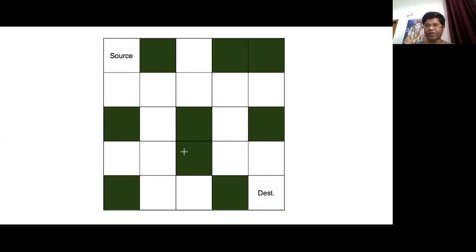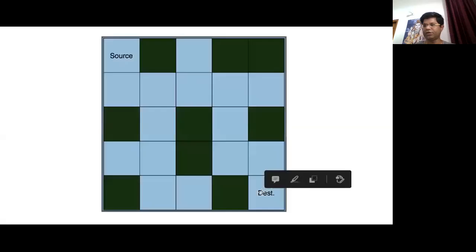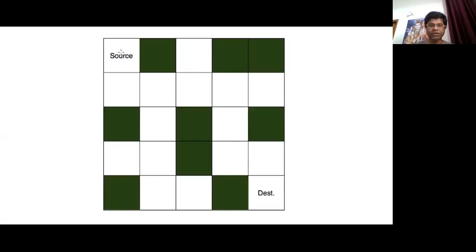It means we have to find a path from source to destination without moving into any of the blocked cells. To start from source and reach the destination, we have to move via the paths that are not blocked. These paths are blocked. This cell is blocked, this cell is blocked, this cell is blocked. All the black cells are blocked and all the white cells are not blocked. It means we can move in the white cell direction.